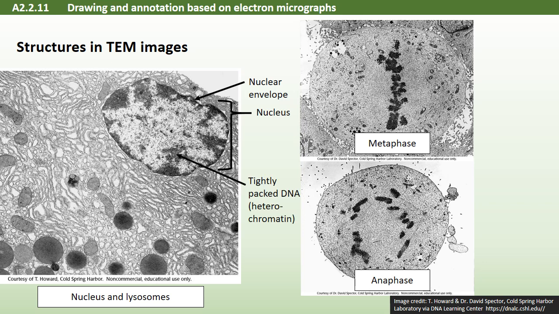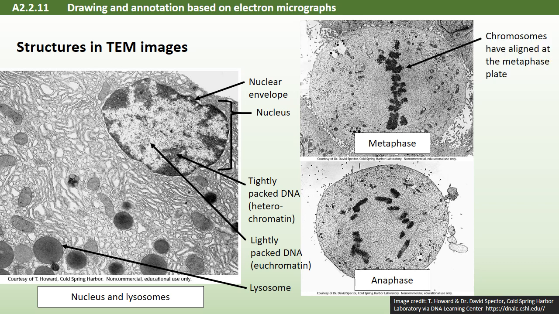Inside, there's tightly packed DNA, heterochromatin, and lightly packed DNA, euchromatin. The genes that are expressed are generally in euchromatin, and the genes that are sort of stacked away, not expressed, are in heterochromatin. And there's a lysosome. There are several of them in this micrograph.